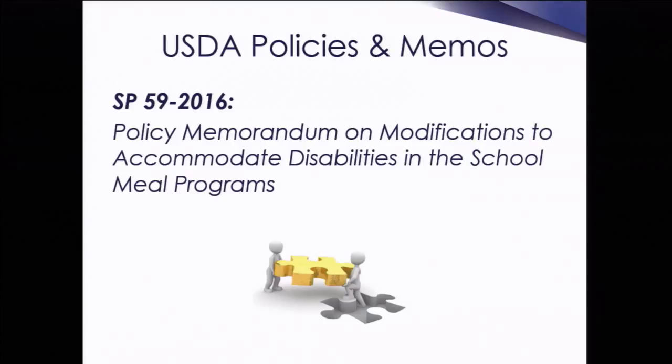The first piece of guidance is called SP 59-2016, or also known as the Policy Memorandum on Modifications to Accommodate Disabilities in the School Meal Programs. This memo incorporated the Americans with Disabilities Act's definition of disabilities, indicating that SFAs should make reasonable meal accommodations at no extra charge for students with restrictive or modified diets.